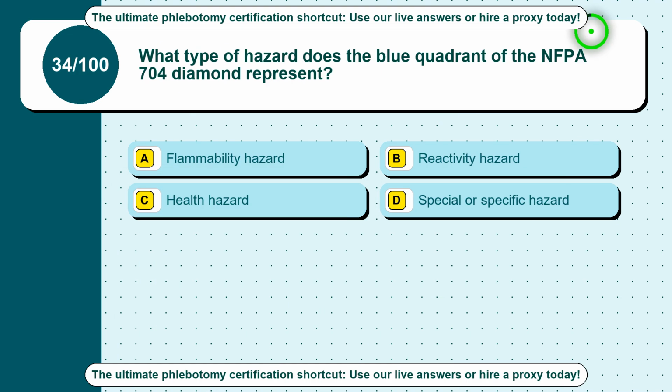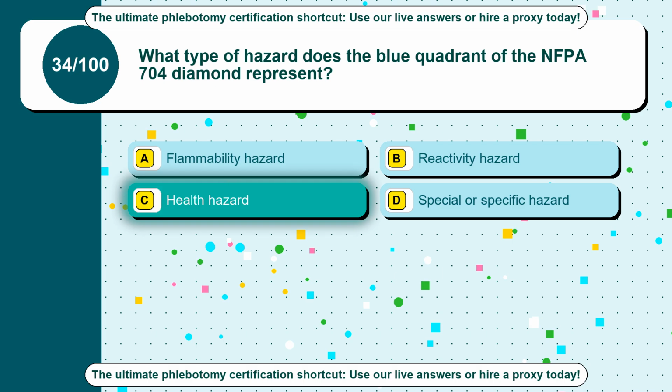Question 34. What type of hazard does the blue quadrant of the NFPA 704 diamond represent? Option A, flammability hazard. Option B, reactivity hazard. Option C, health hazard. Option D, special or specific hazard. The correct answer is option C, health hazard.